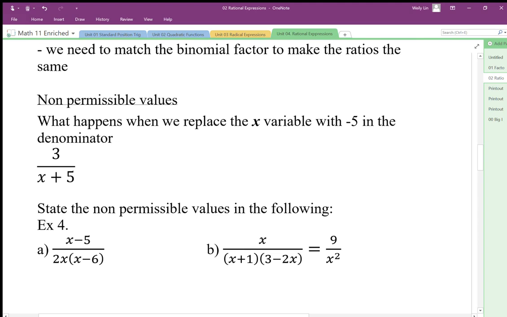So non-permissible values. Non-permissible values is basically when we divide by 0. Dividing by 0 is a real problem, okay, because we will learn this a little bit later on, but it actually depends on which side of 0 you're coming on. But basically, dividing by 0, we don't know how many zeros fit into any number. So if I have 3 divided by 0, how many zeros fit into 3? Okay, that's an uncountable number. So we're no longer dealing with numbers anymore, so it becomes a bit of a problem.